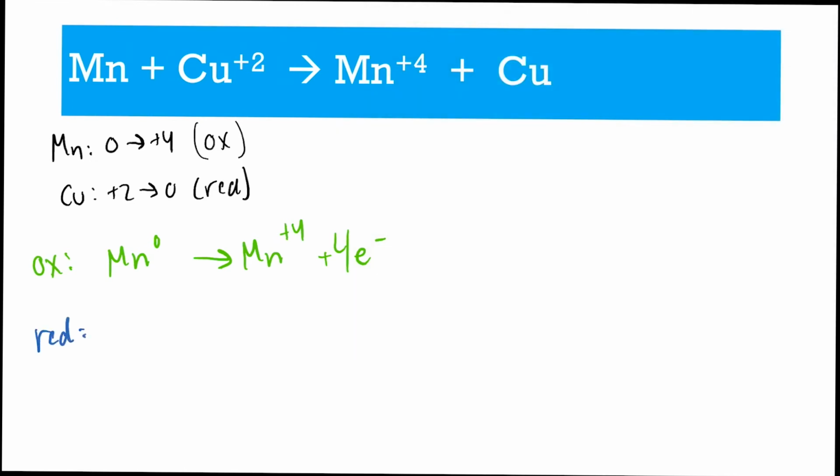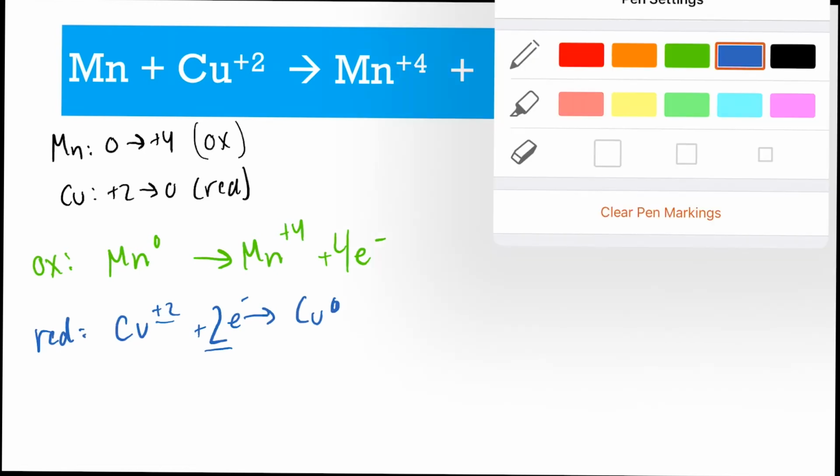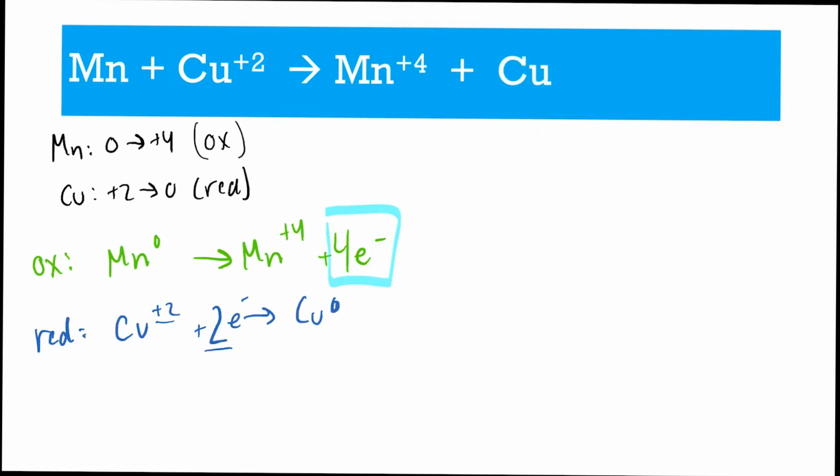For reduction, copper plus 2 to copper 0. For reduction reactions, you always have electrons as a reactant. And again, you want to make sure that charge is balanced, so plus 2, so you need 2 electrons. Now those are your half reactions, but they're not balanced yet because you have 4 electrons here and 2 there.